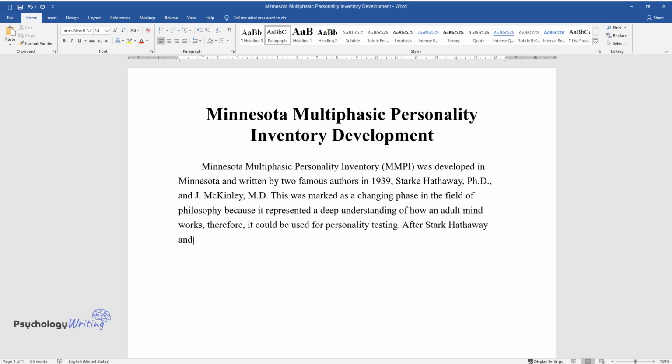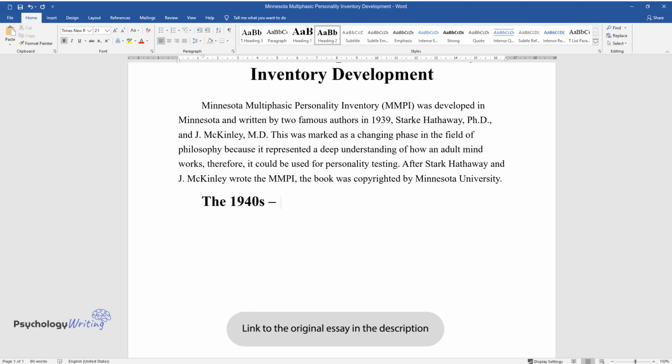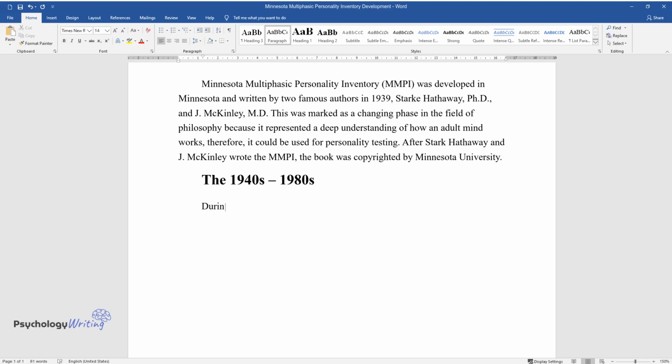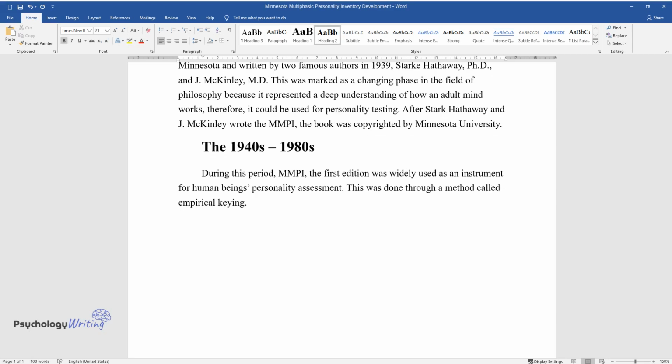After Starke Hathaway and J. McKinley wrote the MMPI, the book was copyrighted by Minnesota University. The 1940s to 1980s. During this period, the MMPI, the first edition, was widely used as an instrument for human beings' personality assessment. This was done through a method called empirical keying.